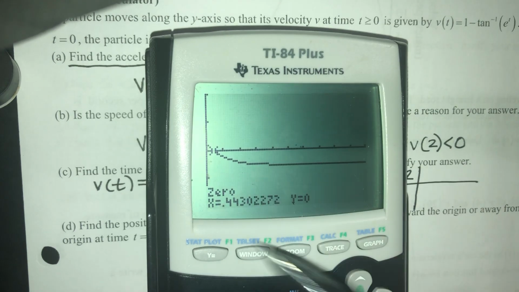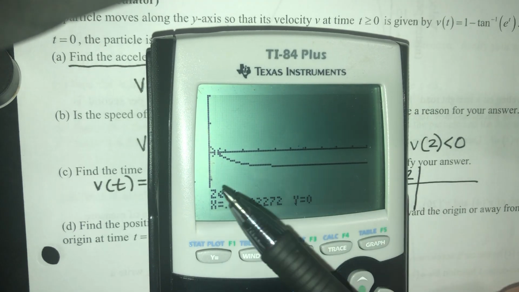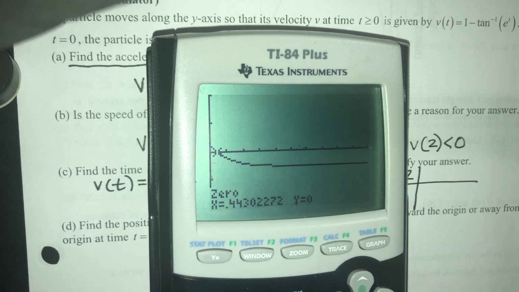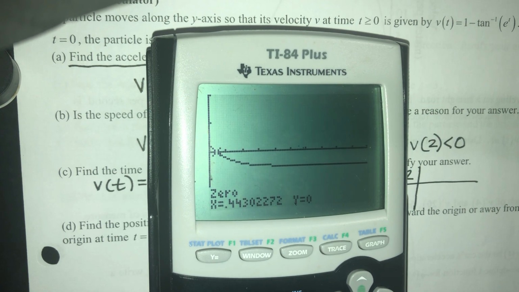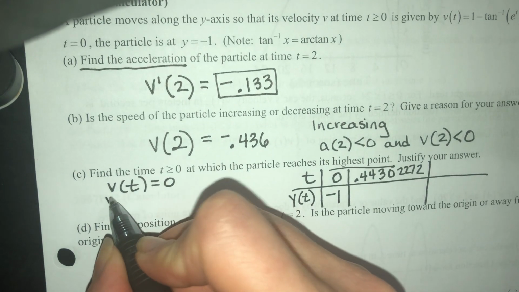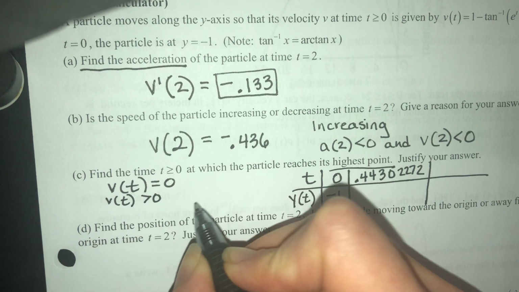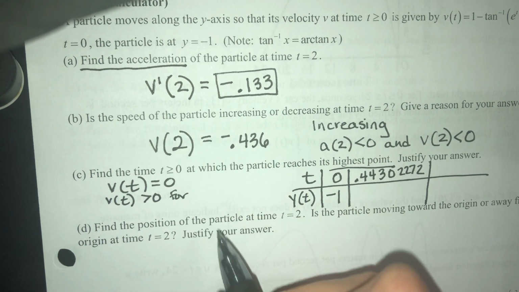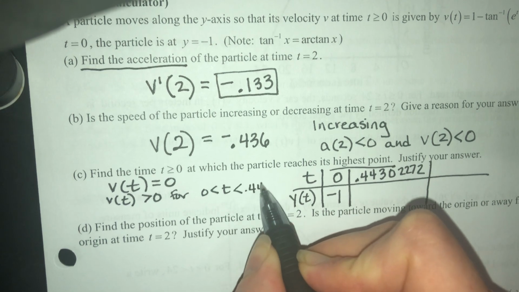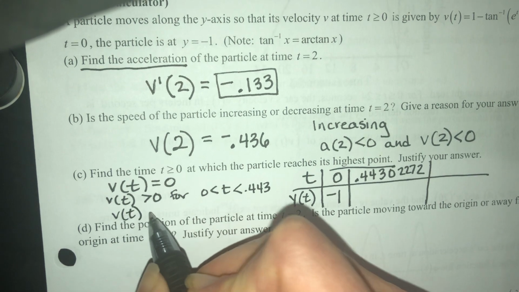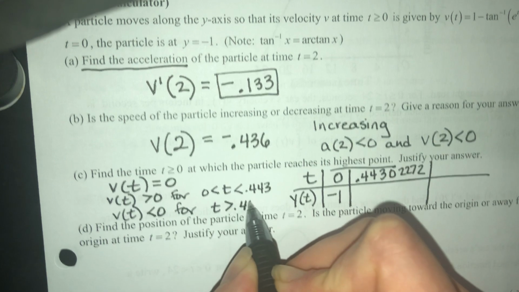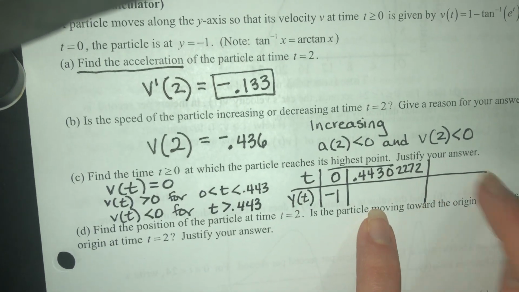But notice this is the graph of the velocity. The velocity is negative. So for infinity, this thing is going down, down, down, down. It has a negative velocity. Negative velocity indicates the direction of travel. It's going down. So since the velocity is positive for the t values from 0 to 0.443, and then the velocity is negative for t values greater than 0.443, we know that it can't be anything beyond this.